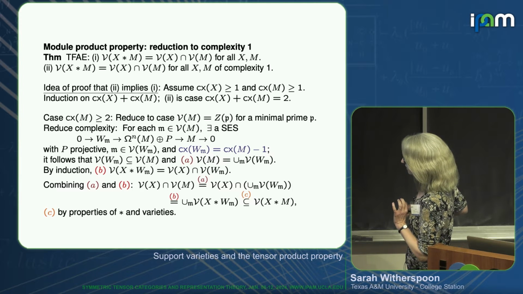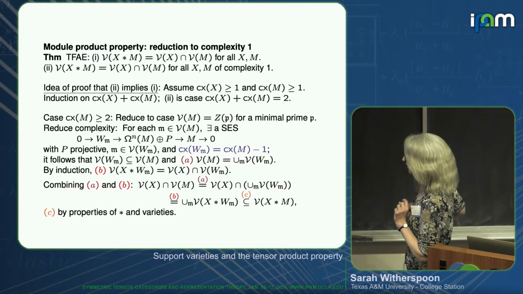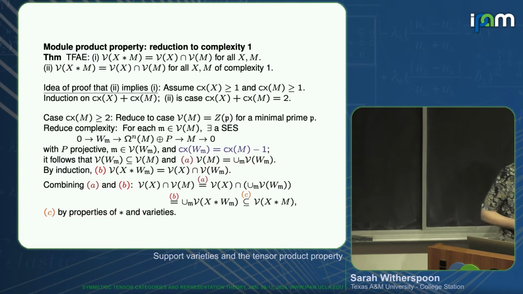The induction gives us that this is the variety of the union of the varieties of the X star Wm's, and then that's contained in the variety of X star M, again by properties of the varieties in the short exact sequence. Okay, so that's basically it.